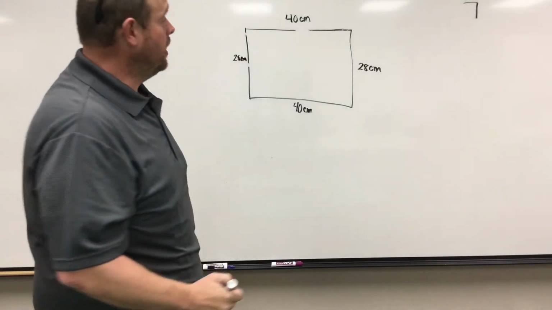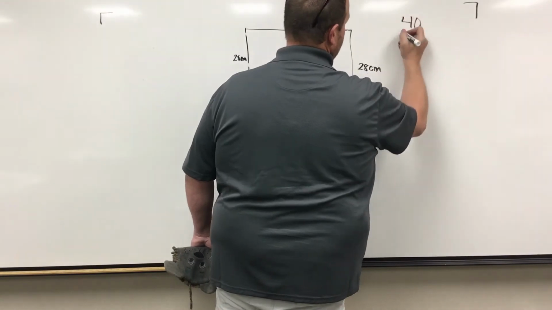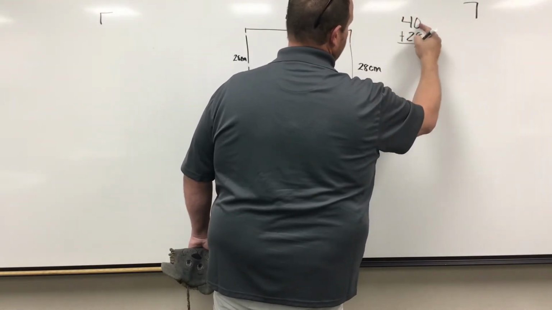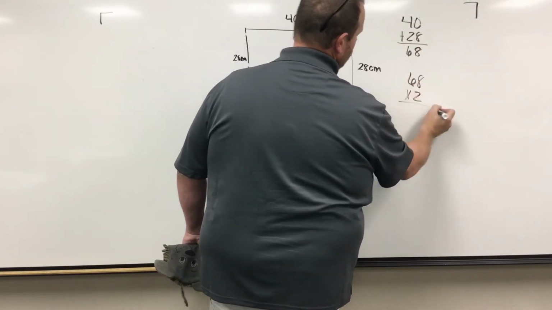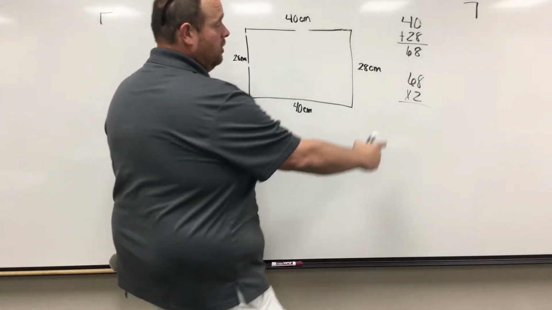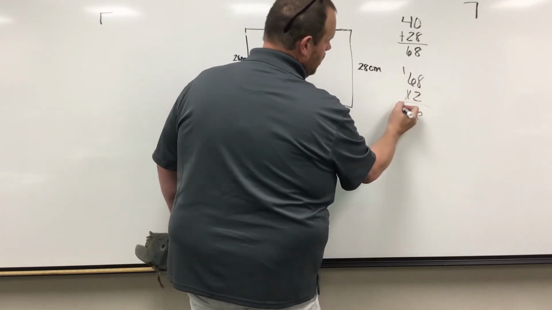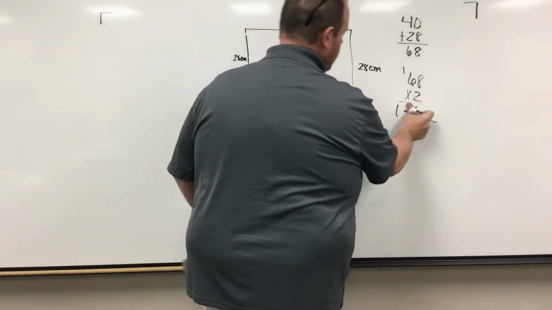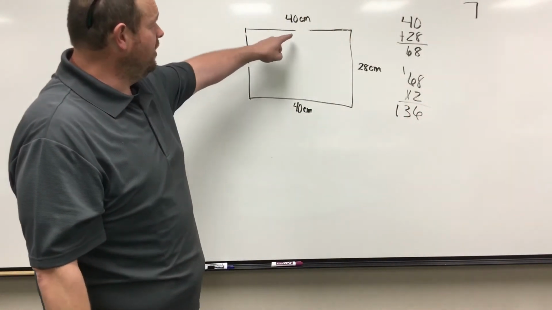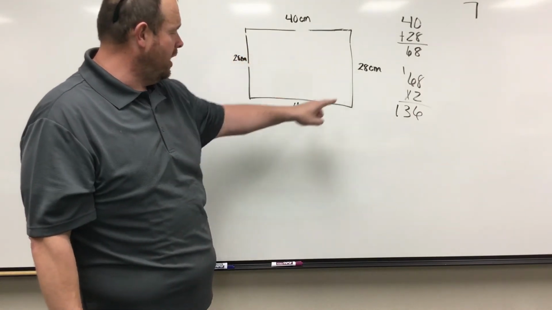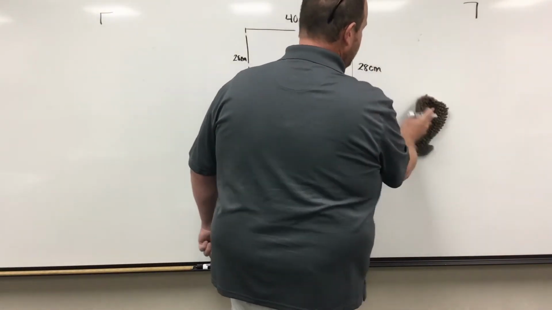Now another way I could use multiplication. When you learn two-digit multiplication, another thing you can do is add these two sides, and then I could take 68 and multiply it by 2. 2 times 8 is 16. 2 times 6 is 12, plus one more is 13, so 136, okay? So there's lots of ways you can do it, but the easiest way is just to add 40 plus 28 plus 40 plus 28. Just add them all up, okay? And then you're going to get your perimeter.